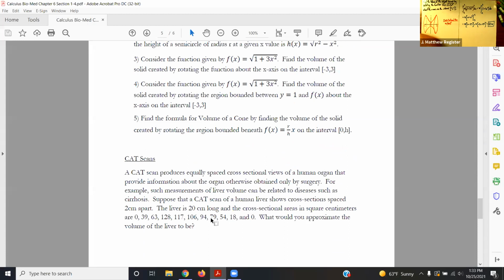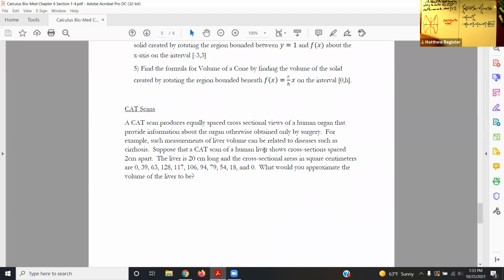Now, there is another type of problem which you will see in the homework, and that is using the idea of CAT scans, because CAT scans are a very simple application of this stuff. What a CAT scan does is it takes the cross sections, and you can then measure the area of those cross sections. And so a CAT scan produces equally spaced cross-sectional views of human organs that provide information about the organ otherwise obtained only by surgery. For example, such measurements of a liver volume can be related to diseases such as cirrhosis.